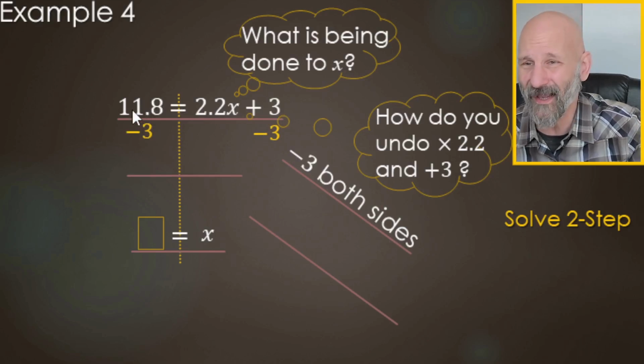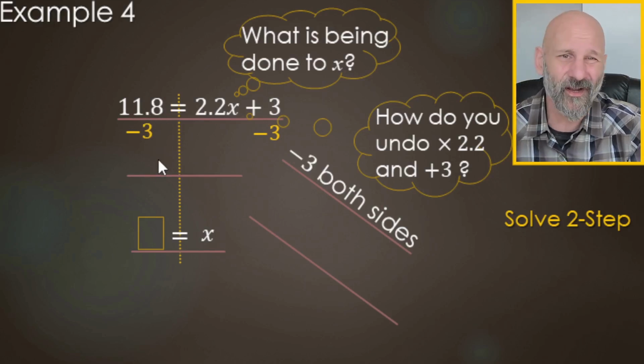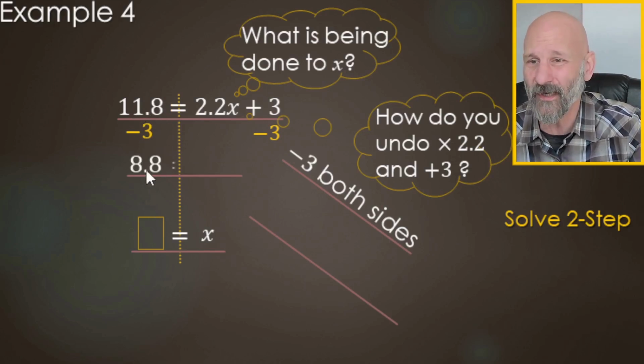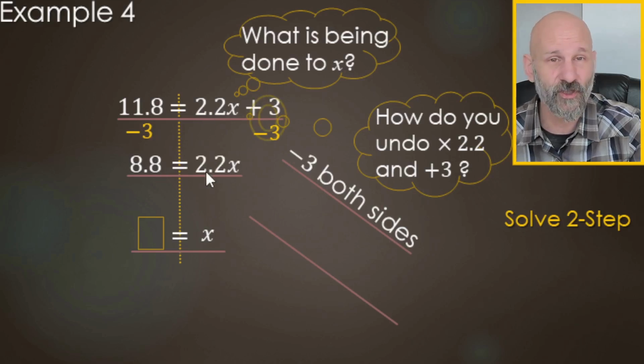From left to right, we got 11.8 minus 3. So when we do this subtraction here, we can kind of ignore the 0.8. Just do 11 minus 3 is 8. And then we still have the 0.8 there. And then 2.2x plus 0 is just 2.2x.